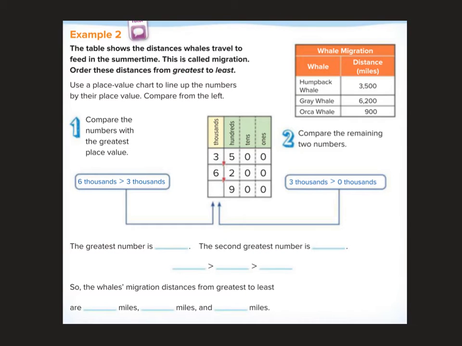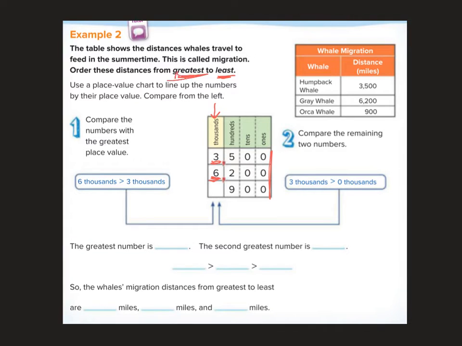Example 2. The table shows the distances whales travel to feed in the summertime. This is called migration. Order these distances from greatest to least. Okay. So first, if we use a place value chart, we line up starting at the right, the ones, the tens, hundreds, thousands, and then we compare starting at the left.